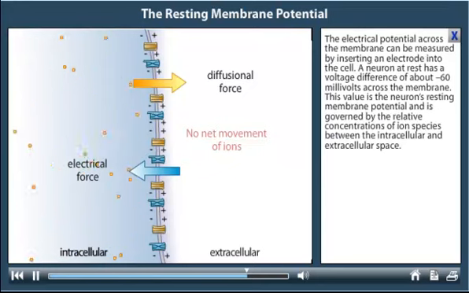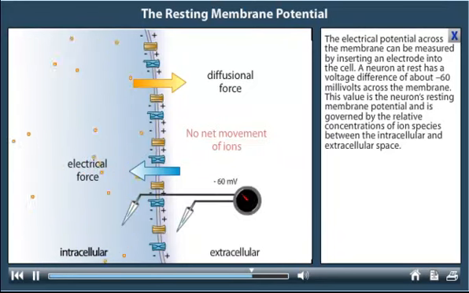The electrical potential across the membrane can be measured by inserting an electrode into the cell. A neuron at rest has a voltage difference of about -60 millivolts across the membrane. This value is the neuron's resting membrane potential and is governed by the relative concentrations of ion species between the intracellular and extracellular space.